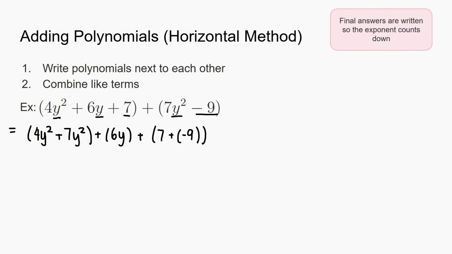Now we simplify. We have 4y squared plus 7y squared, which gives us 11y squared. And then we have plus 6y. And here we have 7 plus negative 9, which is minus 2. Our answer is going to be 11y squared plus 6y minus 2. And we know we're done because we can't further simplify. Y squared is a term, y is a term, and a constant is a term. Because these aren't like terms, we can't further simplify, and we know we're done.